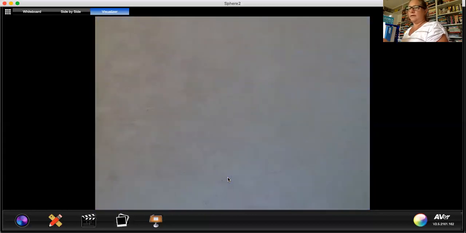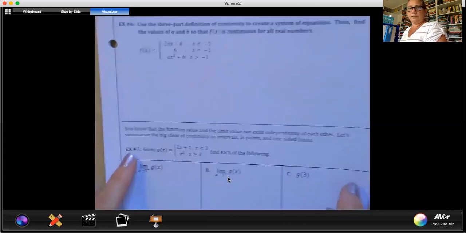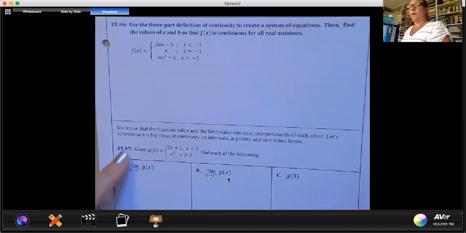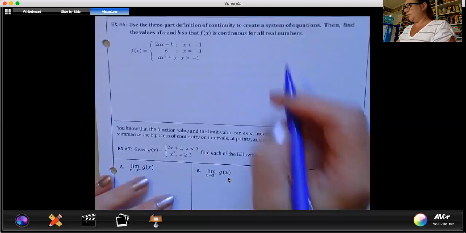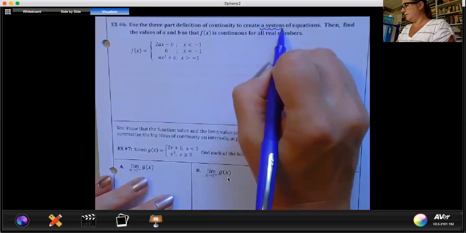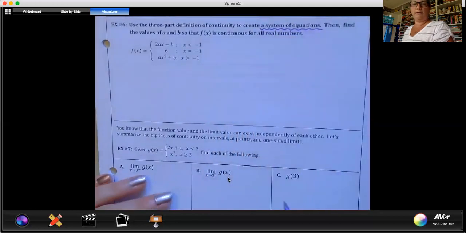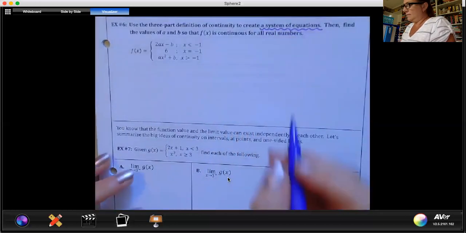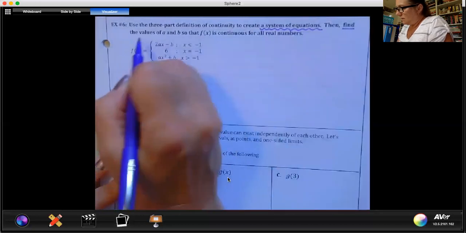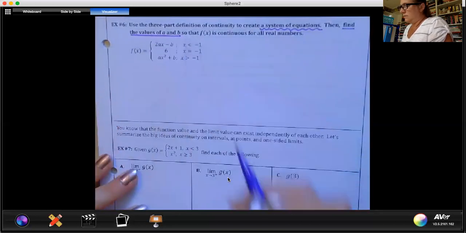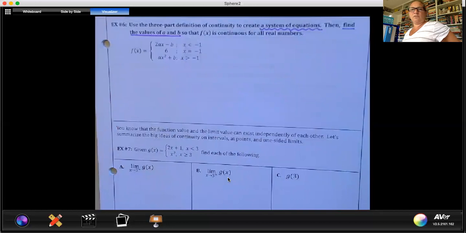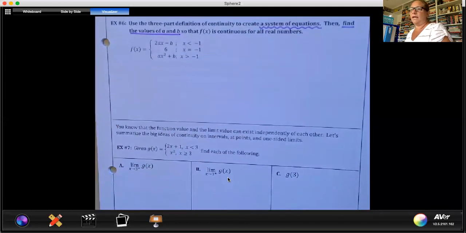All right, last couple problems here. Use the 3-part definition of continuity to create a system of equations. We're going back to Math 1. Then find the values of a and b so that f of x is continuous for all real numbers. So you need a system of equations, and then you need to find a and b.